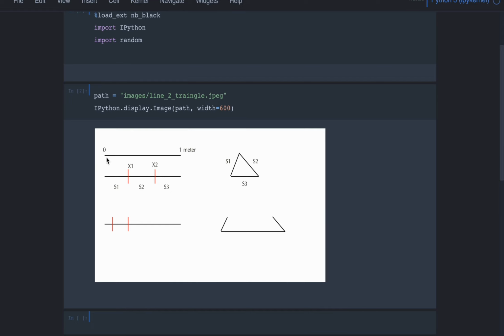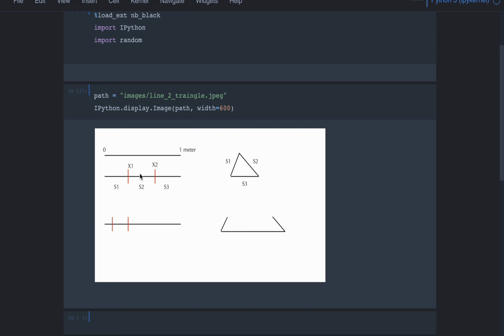So let's imagine we have a line segment of length 1 meter. For simplicity, let's assume it's lying along the x-axis. So the starting coordinate is 0 and its length is 1 meter. Now we are picking 2 points randomly on this line segment, and we make a cut at those points. So essentially we are dividing this line into 3 segments, right?